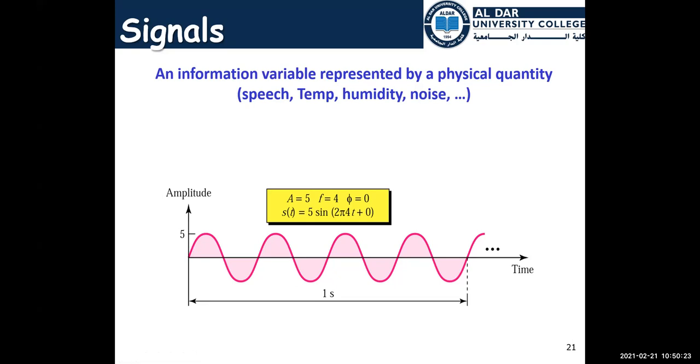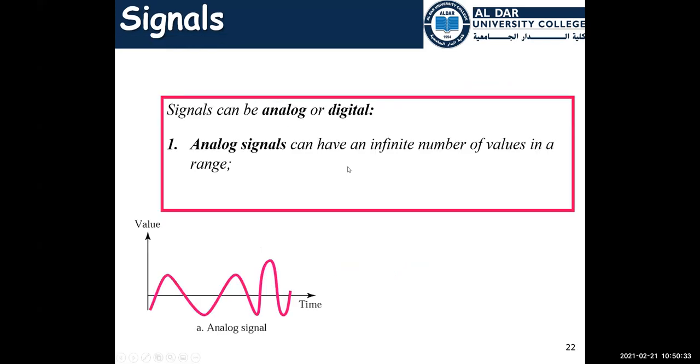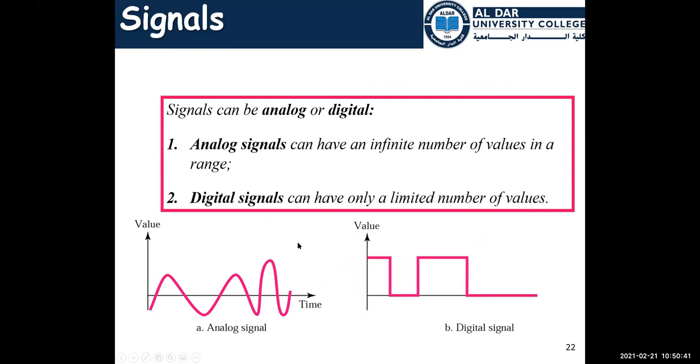We will deal with digital signal, not analog signal. As you know, we have to convert the analog signal to a digital signal to be able to work with. The analog signal, as you see, this is just an analog signal. It is continuous in time, and the digital signal is discrete in time.